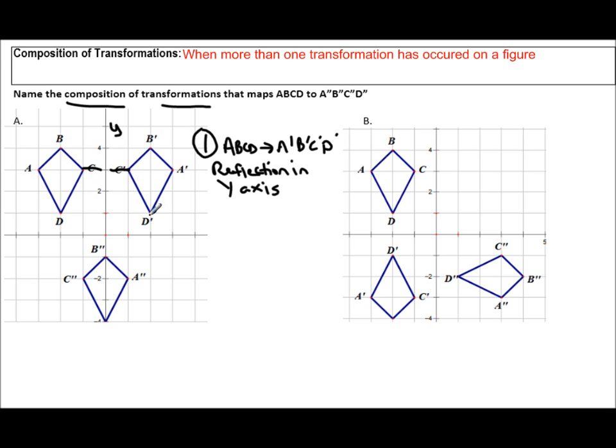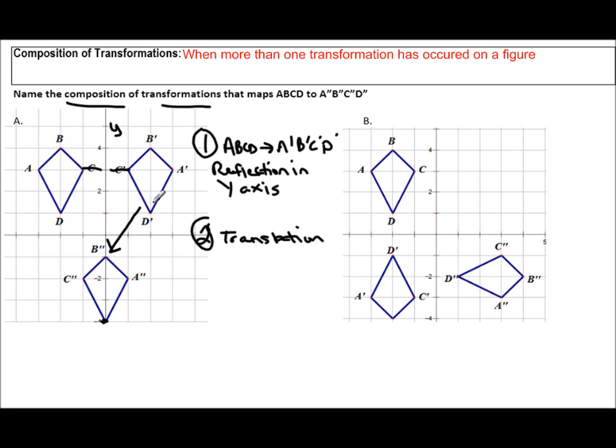Now to get from D prime to D double prime, which is actually down here, it's a translation. As you can see, it's only been slid. It hasn't been turned around. It hasn't been flipped over the axis. It's been slid. So the second one is definitely a translation.